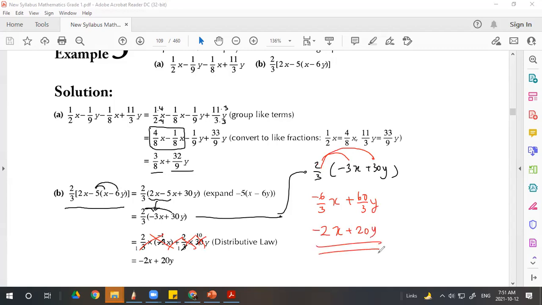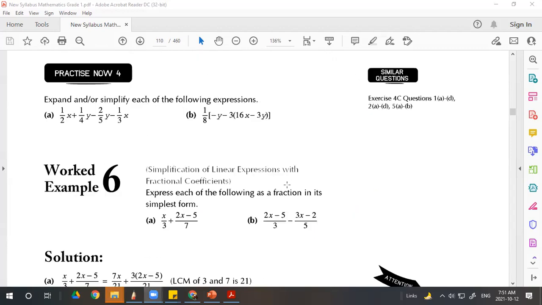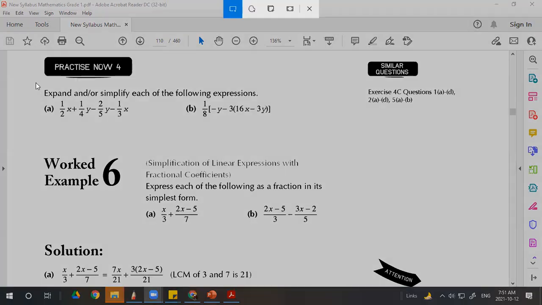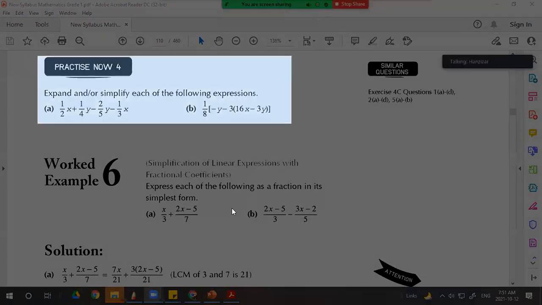It's up to you again. You can choose which one you prefer. Okay? It's about the preference. This is the work example. Let's try to do the practice now. I'll send this to you in WhatsApp later on.